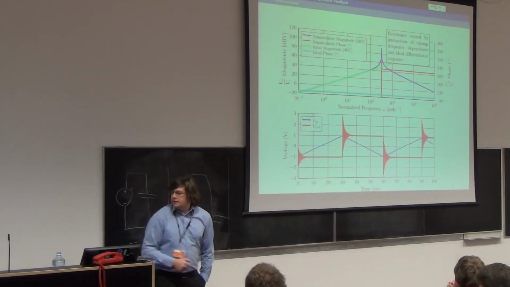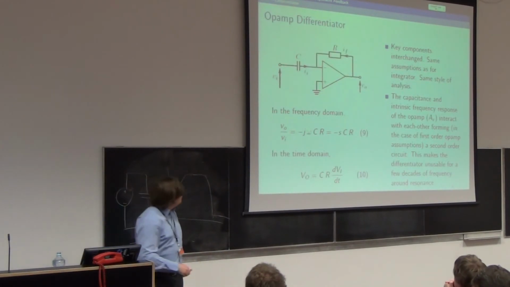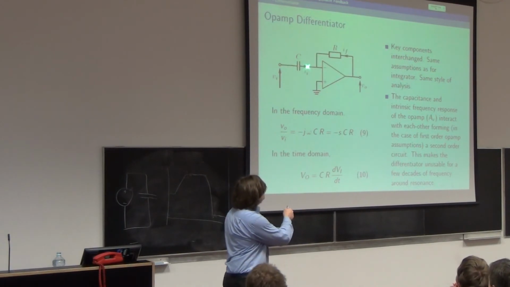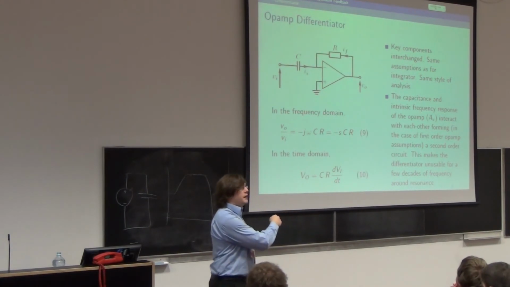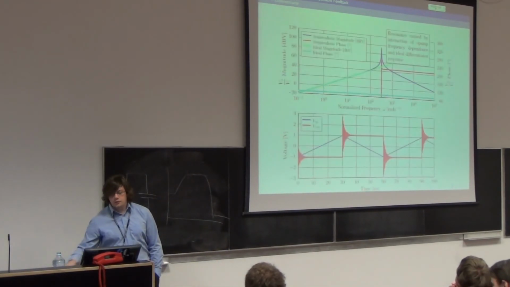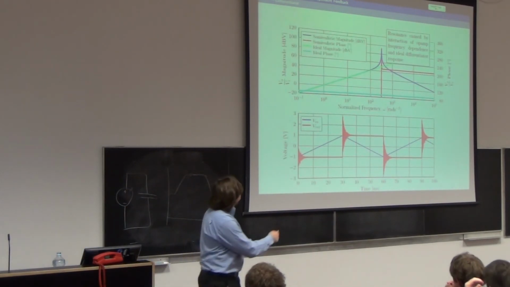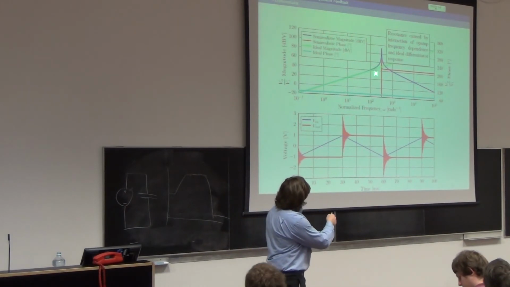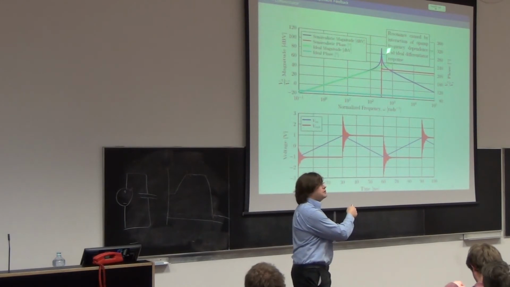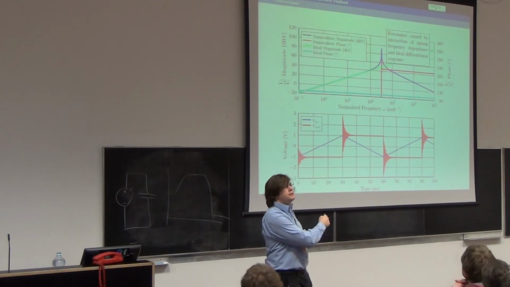You can in fact add a capacitance across here, or you can add a resistance in series with the C to damp out that resonance. What you're really doing is reducing the bandwidth of your differentiator, or you're decreasing the Q of this resonance. Happy with the idea of Q?